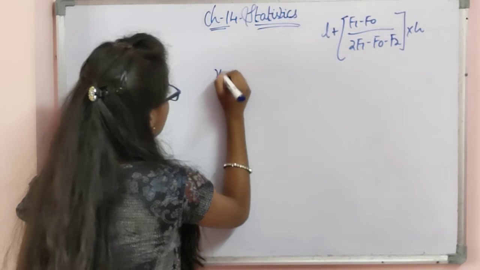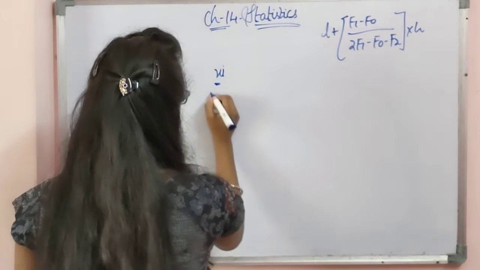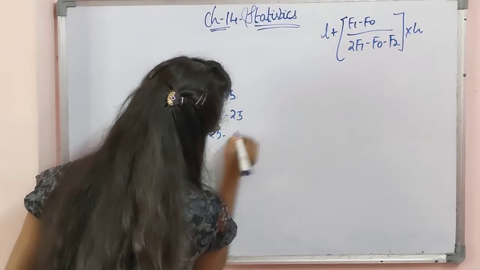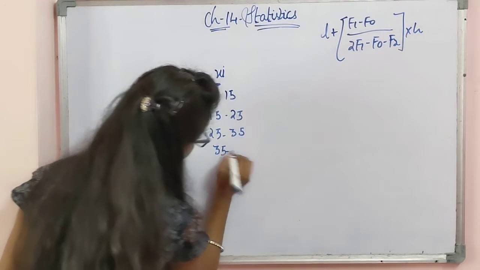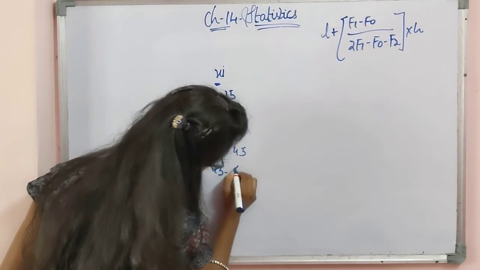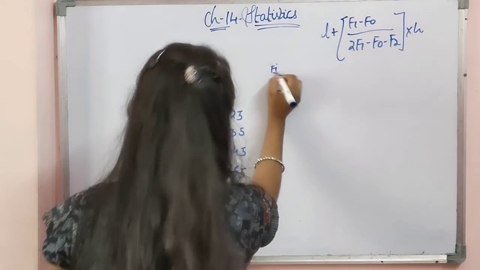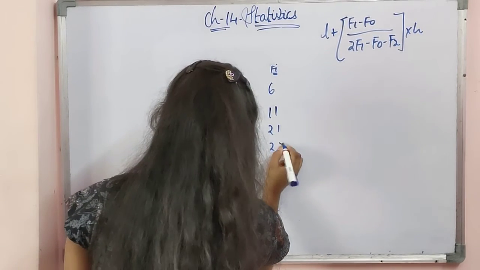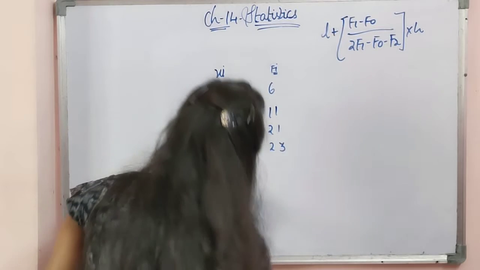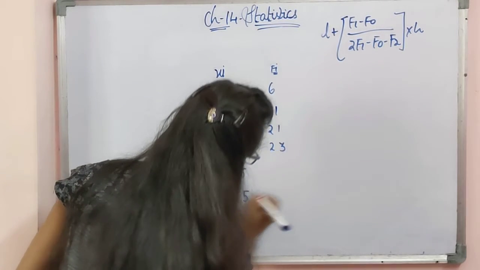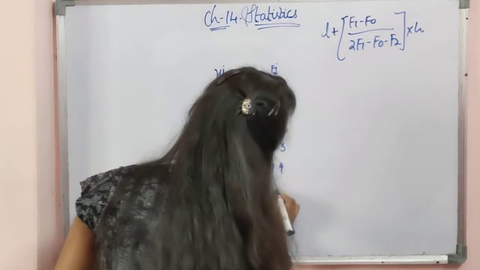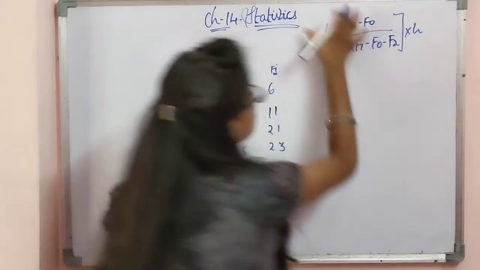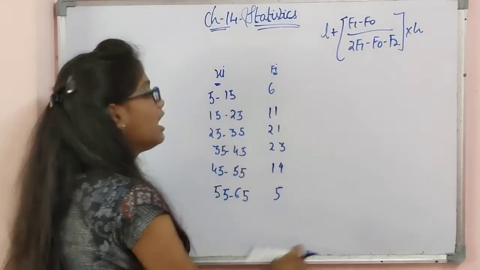They'll give us xi. The xi values I am taking as 5 to 15, 15 to 25, 25 to 35, 35 to 45, and 45 to 55. And fi, they'll use the frequency. In this particular question, they gave 6, 11, 21, 23, 14, and 5. The question is given like this. We have to find out the values, and we have to substitute them in the formula.